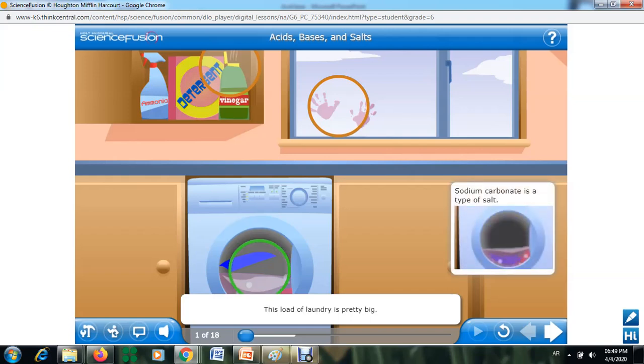This load of laundry is pretty big. Better use extra laundry detergent to make sure it gets clean. Many laundry detergents contain sodium carbonate, which is a type of salt.